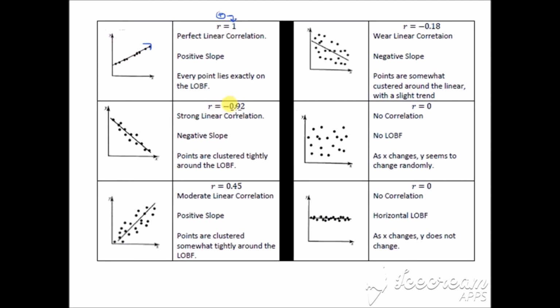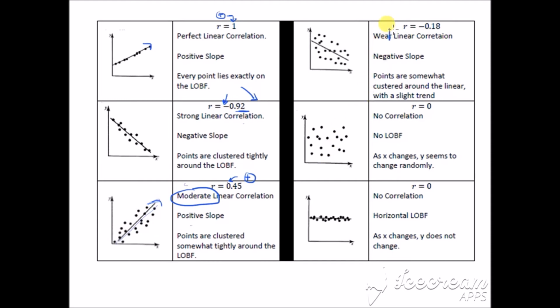Now, r equals negative 0.92. Negative means it goes down to the right, and the 0.92 means it's pretty close to the line. Most of the points cluster around the line, tightly but not perfectly. Now this line going up, we can see that this is going to be positive. When we look over here, r is positive, which means there's a positive slope. This is moderate because the points are clustered somewhat tightly around the line of best fit, but not too tight. It's getting a little more sparse there, so we call that moderate.